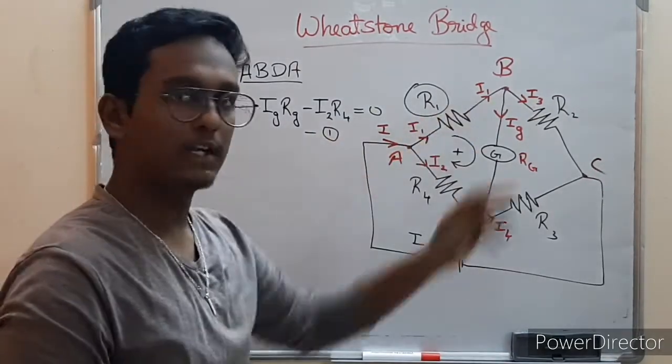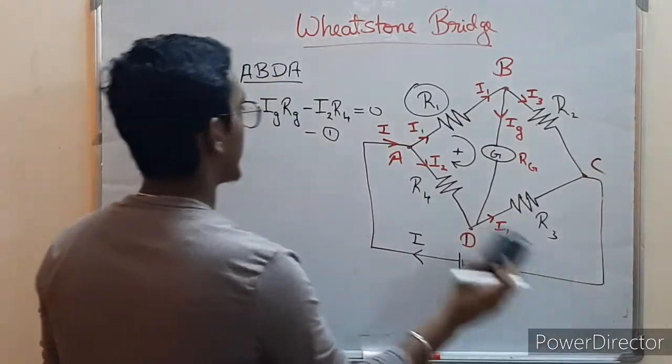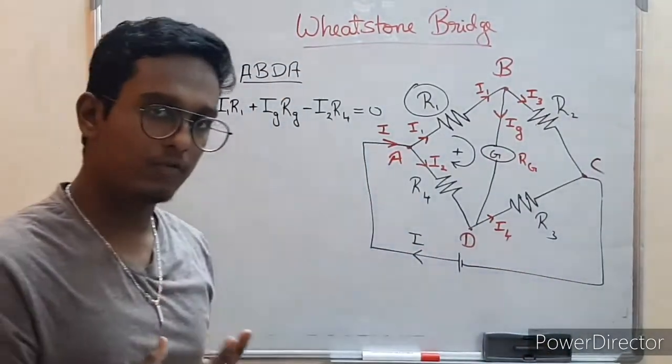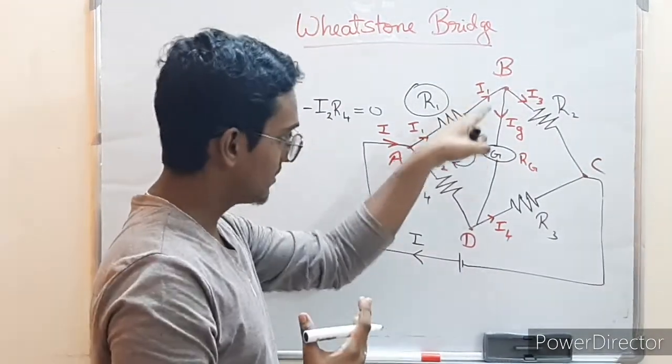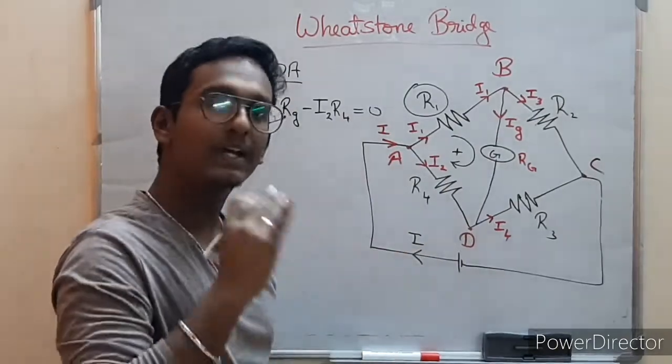Now we have to take the second loop. Okay, before we proceed, I'll directly just do it over here. In this method, we are assuming that the current flowing through the center, this connection between the two parallel arms, is 0.